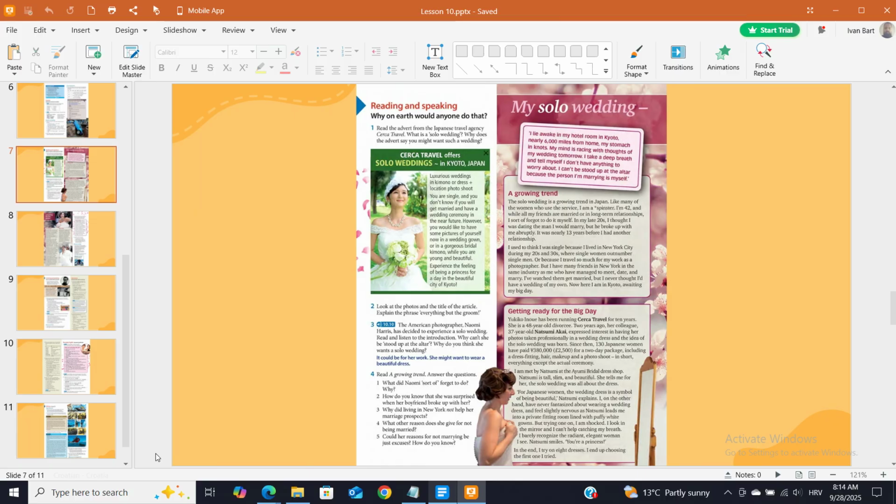2. Look at the photos and the title of the article. Explain the phrase, everything but the groom. 3. The American photographer, Naomi Harris, has decided to experience a solo wedding. Read and listen to the introduction. Why can't she be stood up at the altar? Why do you think she wants a solo wedding? It could be for her work. She might want to wear a beautiful dress.